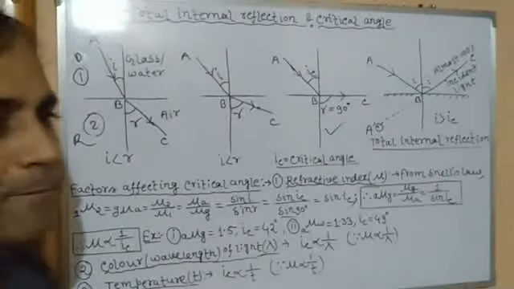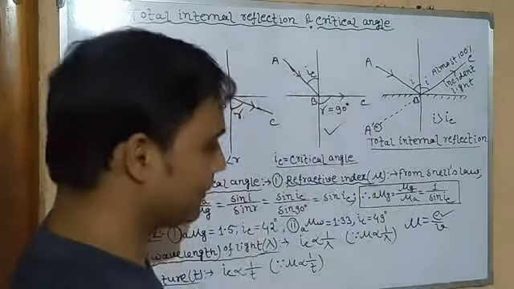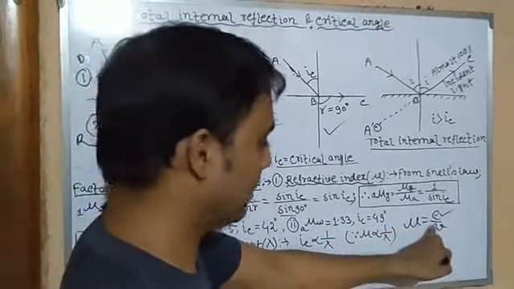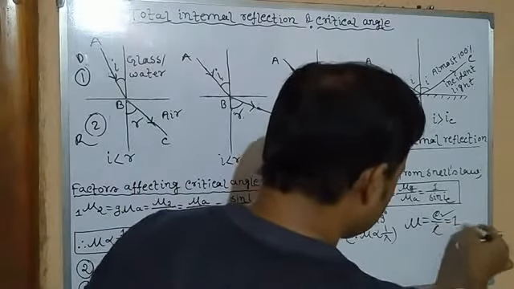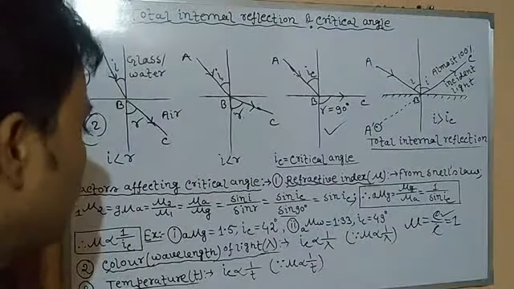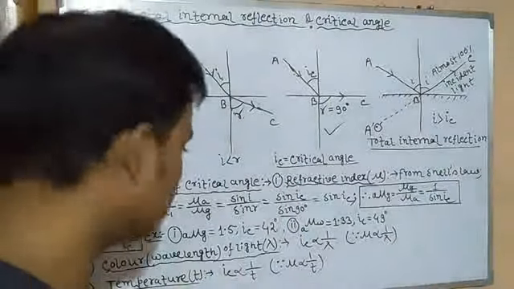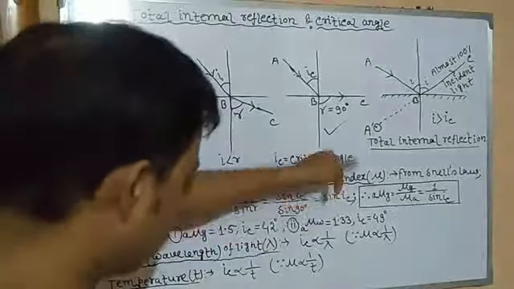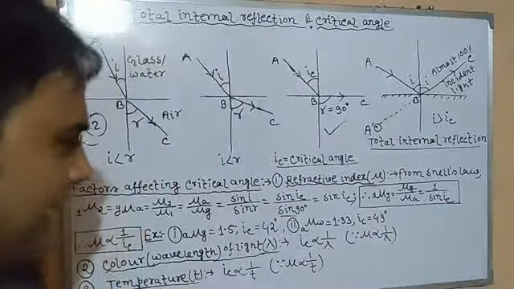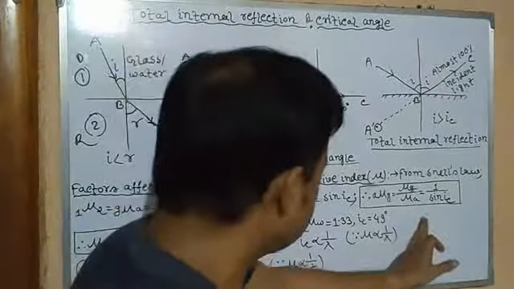Since the refractive index of air is 1, because we have already learned mu is equal to C by V. For air, C is obviously in the numerator, the velocity of light in vacuum, and since we are talking about air or vacuum, the denominator will also be C. So that's why the refractive index of air or vacuum is 1. So that's why here it is 1. So the refractive index of glass with respect to air, mu G, is just the reciprocal: mu G by 1 equals 1 by sin IC, or sometimes sin theta C. The critical angle is generally indicated by theta C also. No problem with that.